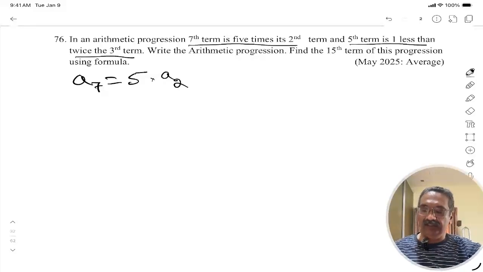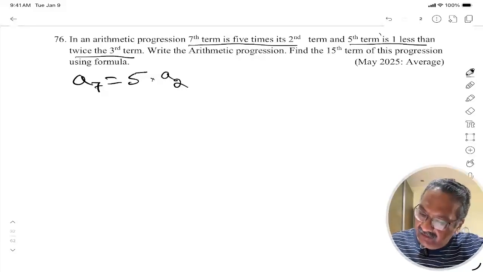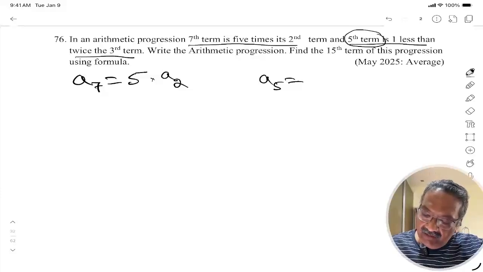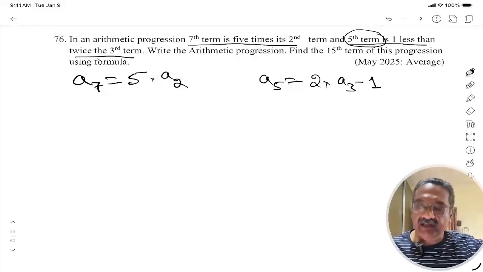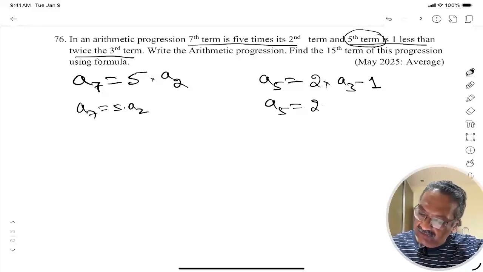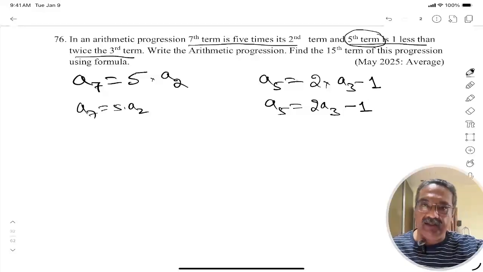We have done similar questions. We will write this mathematically. 5th term, A5, is 1 less than twice the third term. That is, A5 is 1 less than twice of A3. Okay, so we got A7 is 5A2 and A5 is twice of A3 minus 1.